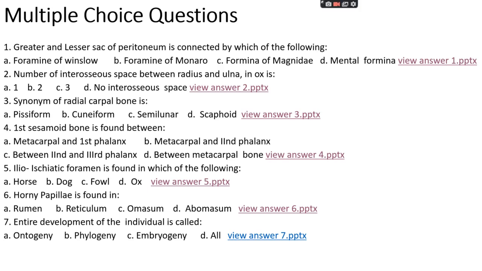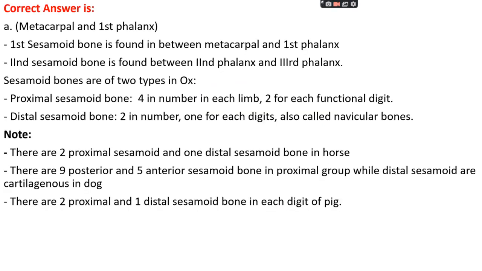Okay. Question number 4. First sesamoid bone is found between option A metacarpal and first phalanx, option B metacarpal and second phalanx, option C between second and third phalanx, option D between metacarpal bones. The right answer is option A, that is metacarpal and first phalanx.